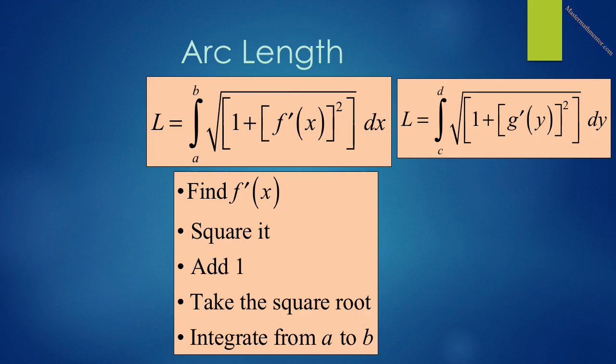Sometimes your expression is given as x as a function of y, and we would like to find the arc length from y equals c to y equals d. The formula is similar. The arc length is equal to the integral from c to d of the square root of 1 plus g prime of y squared dy. The technique is exactly the same.